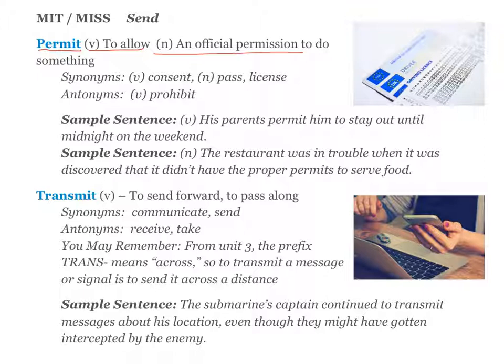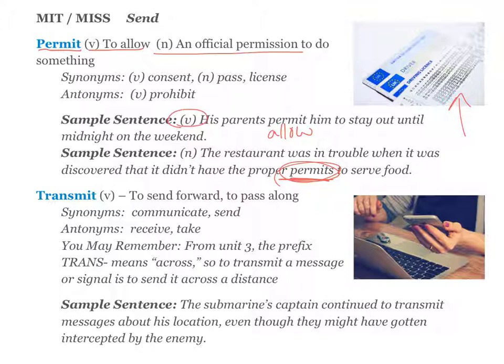So don't forget there are two different parts of speech there. The sample sentences give you both. As a verb, "His parents permit him to stay out until midnight on the weekend," right? So permit there is allow. The sample sentence for the noun is, "The restaurant was in trouble when it was discovered that it didn't have the proper permits to serve food." So that permit would be that official permission. You get a permit to drive before you have your license, right? So you apply for your driving permit, and then you have permission to drive under certain conditions.